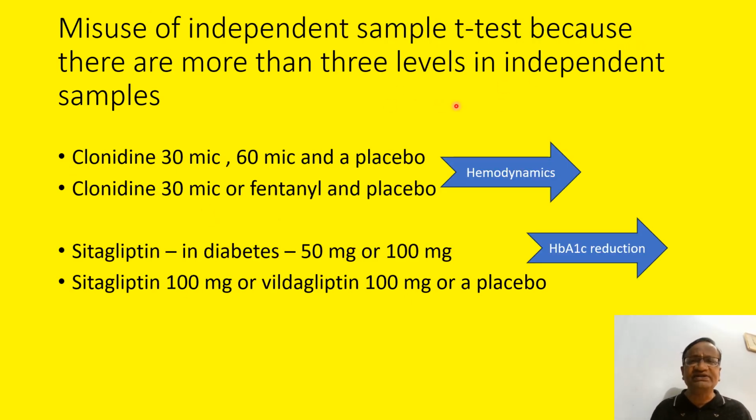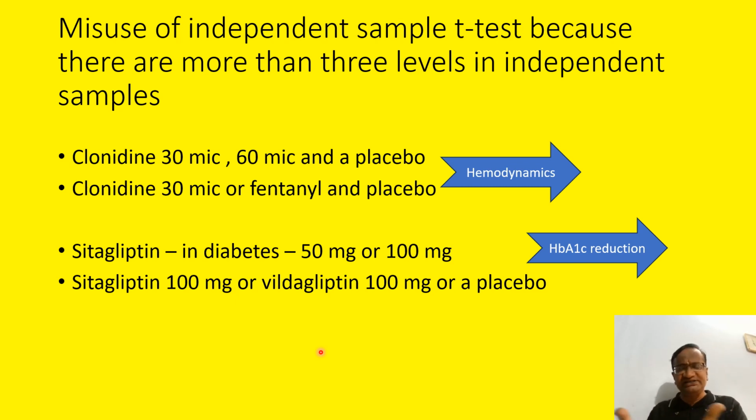Misuse, because there are more than 3 levels in independent samples. Now you see, we have 3 groups. One is a placebo; we are not giving any drug. The second is 30 mg of fentanyl. Another is 60 mg of fentanyl.